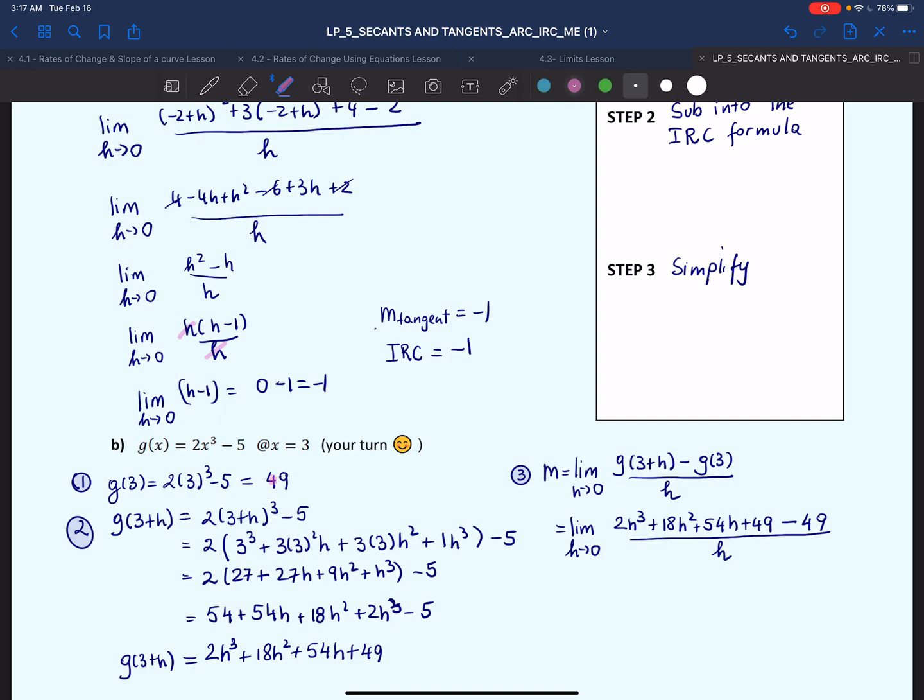Okay, just remember that would be our g of 3. And this one here is g of 3 plus h. So here is g of 3 plus h, and here is the g of 3. So the limit as h approaches 0, these two will always simplify to leave us only with terms that contain h, which will enable us to simplify the h from the denominator. So h, 2h squared plus 18h plus 54 over h.